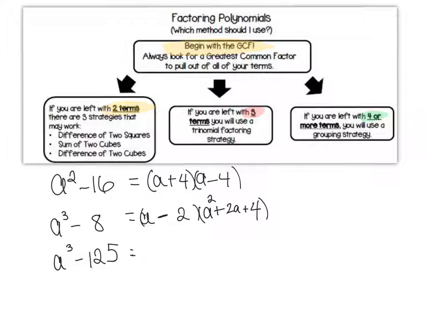Here's another example of a perfect cube. a minus 5. First power, second power, a squared. 5 to the second power, 25. Here we multiply these 2 together, and we get plus 5a plus 25. This is what you're going to do if you see 2 terms.